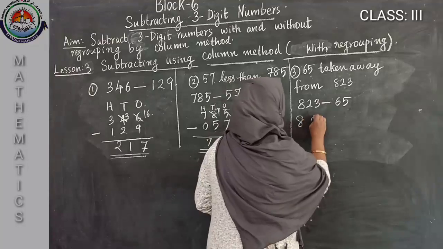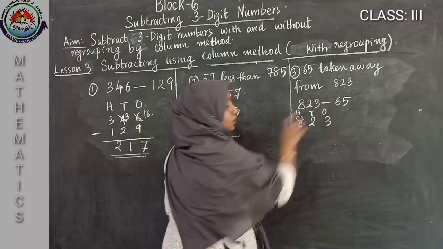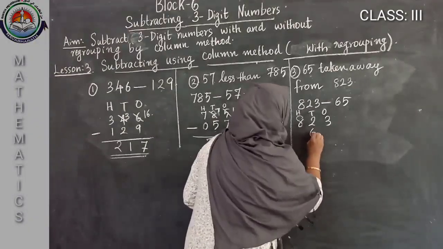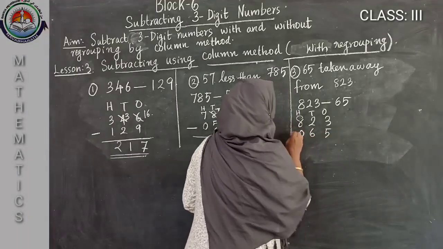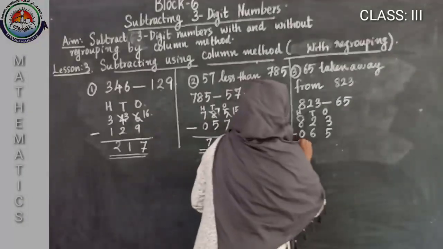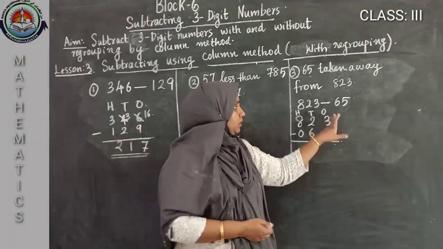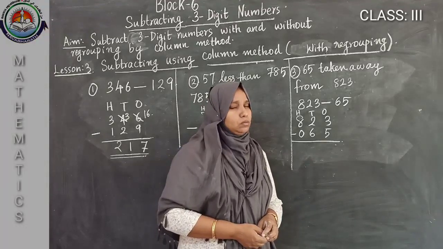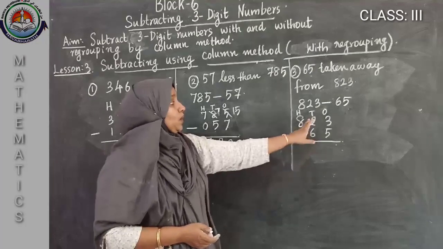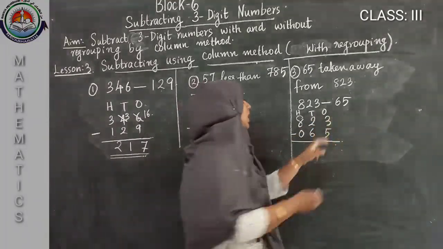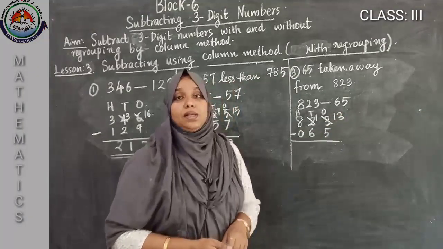So 823, here hundreds, tens and ones. Then where to write the 6? Just below this 2. Then 65. Here we can put 0. Then subtract. Can we do this? 3 minus 5, can we do? No. So what do we have to do? We should borrow 1 ten from here and this becomes 1 and this number becomes 13.